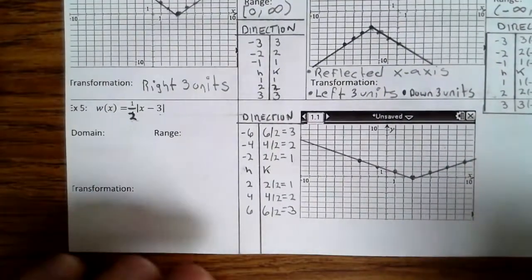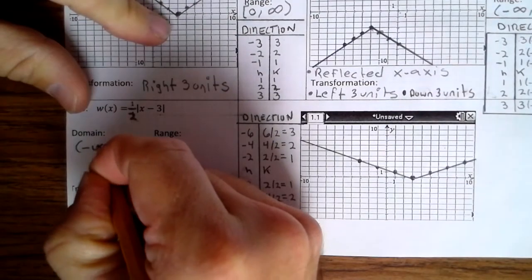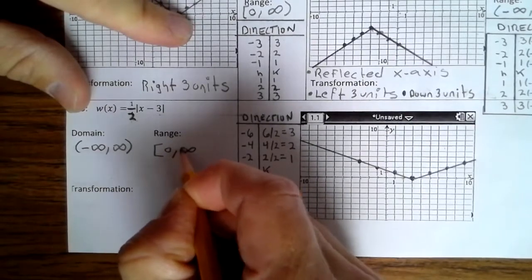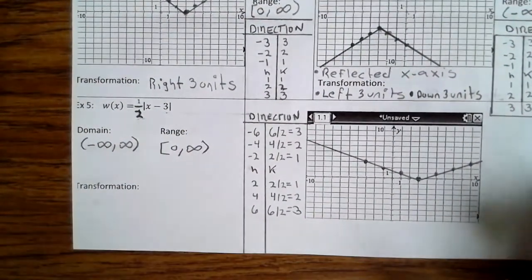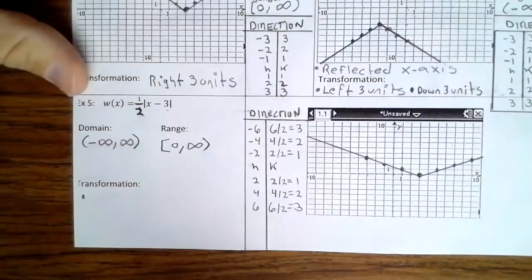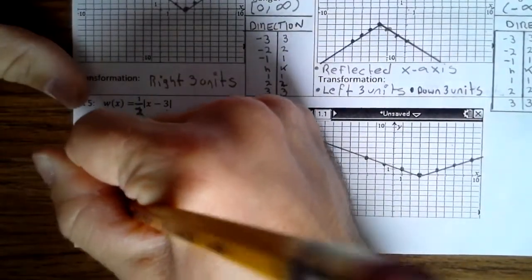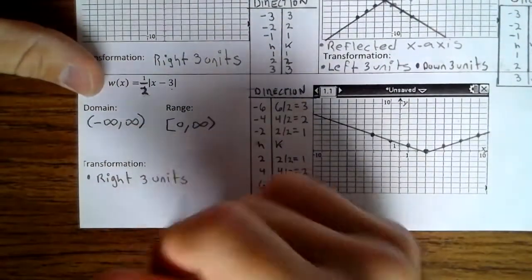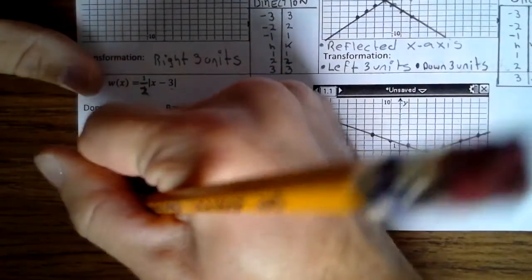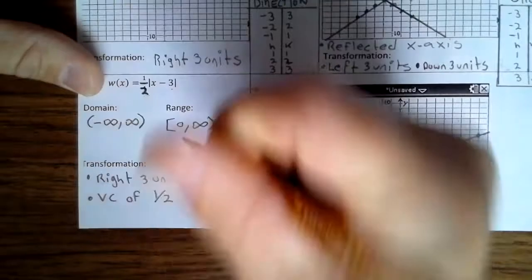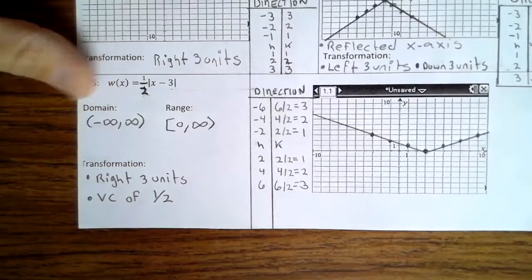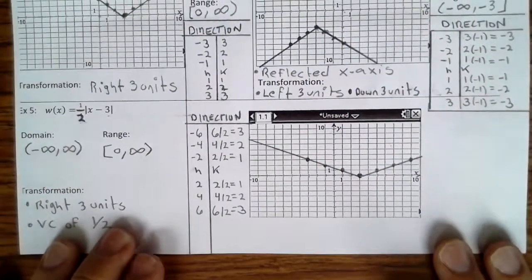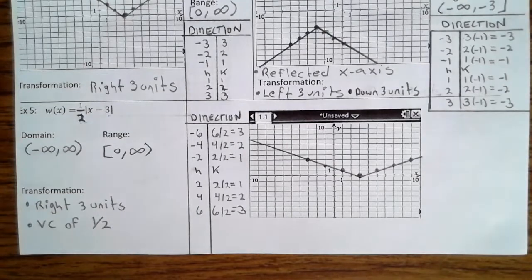Okay, so domain is still negative infinity to positive infinity, and range is still bracket 0 to infinity because there was no vertical transformation. Okay, the transformations, it went right 3 units. There was a vertical compression of 1/2, and that was it. Okay, so if you would, finish up example 5 and start working on your assignment, and have a wonderful Wildcat day.